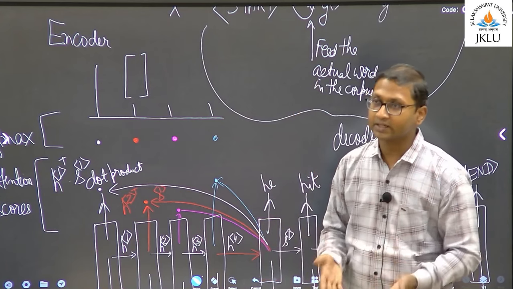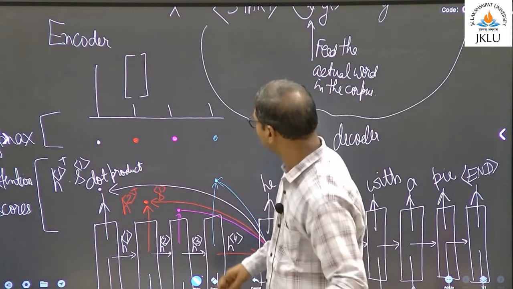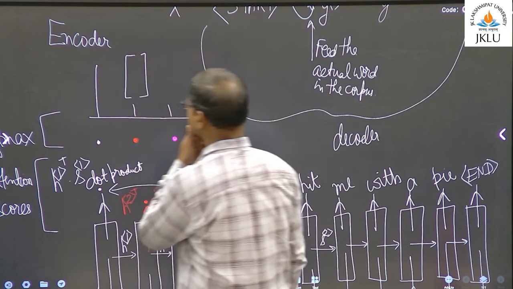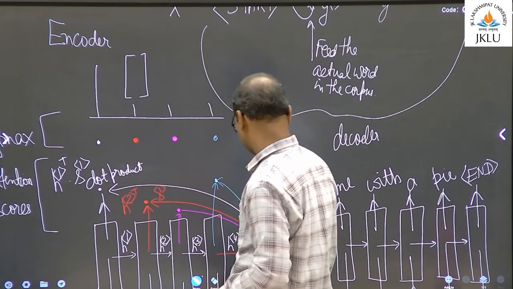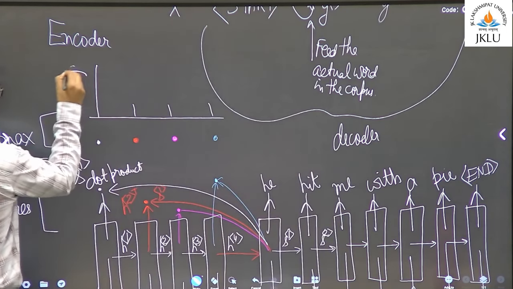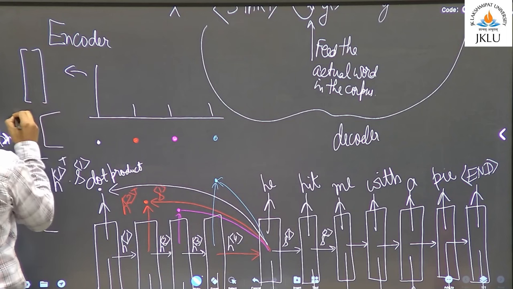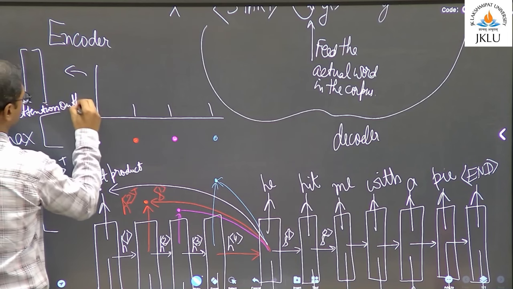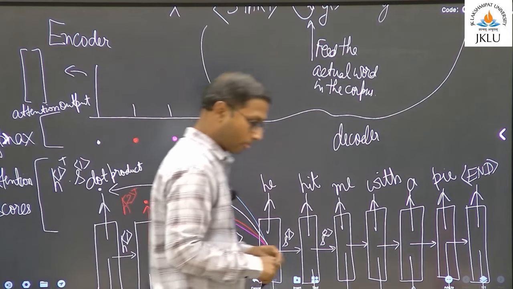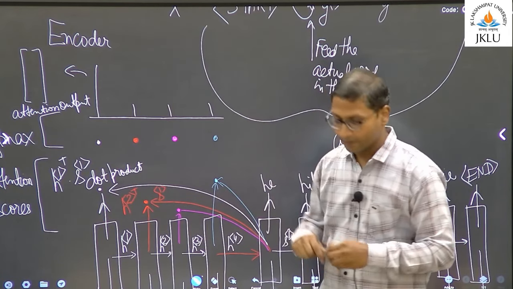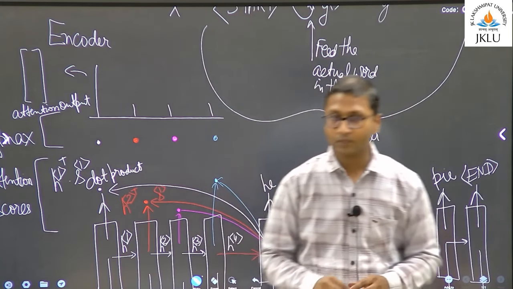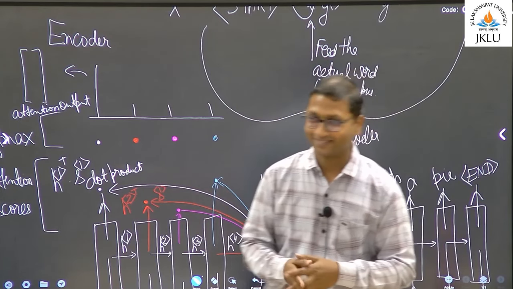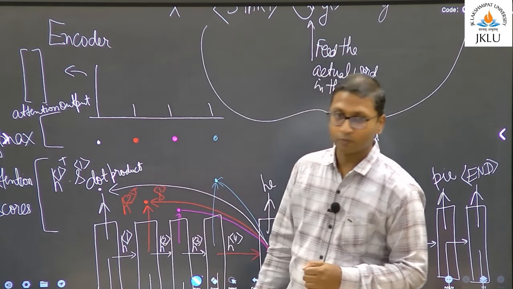So what is it that I should work with? There is something called attention output. So this attention output gives me, what is attention output? What should this vector be? What will be the size of it? And we are assuming that for all hidden states our size is 100. The same, right? So what will be the size of this attention output?